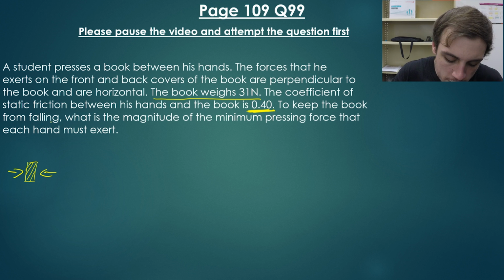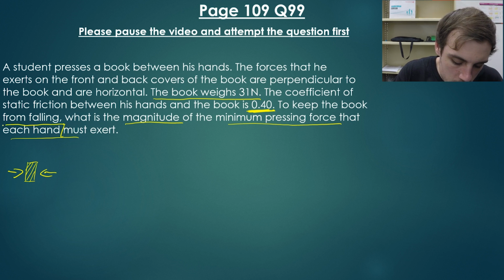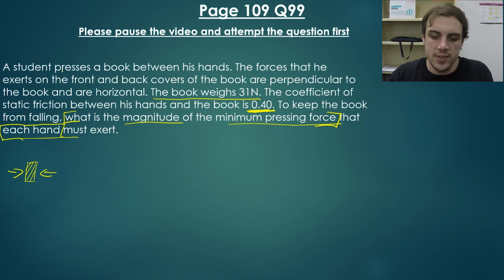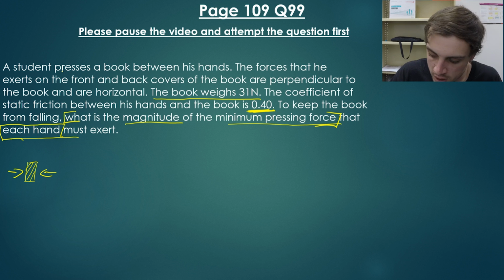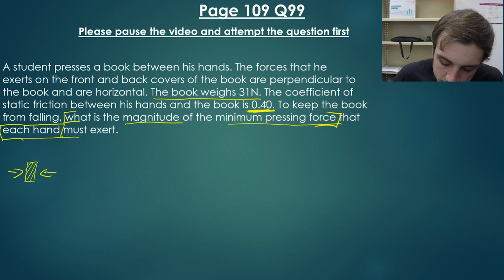To keep the book from falling, what must the magnitude of the minimum pressing force be that each hand must exert? Okay, so we have our book here. We're essentially holding it up like this. So how much force must each hand apply to this book to stop it from falling through? The big thing here is we are told the coefficient of static friction. So I'm going to write static friction is equal to the coefficient of friction times force normal.